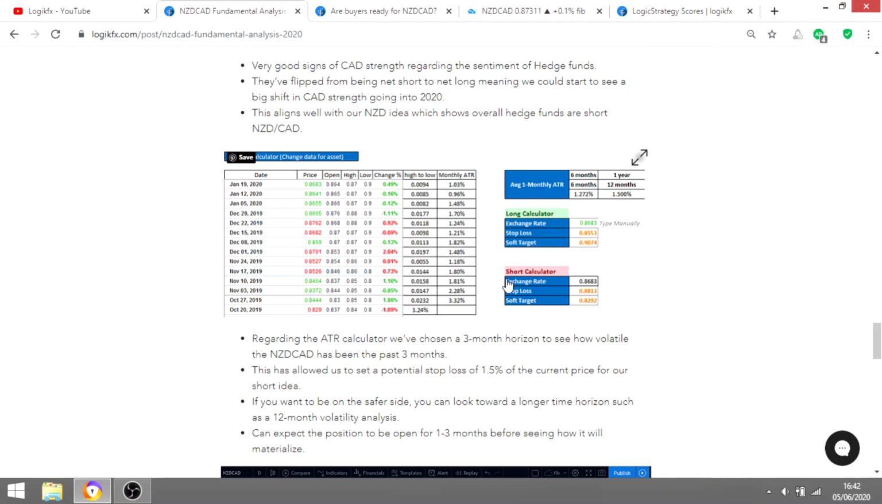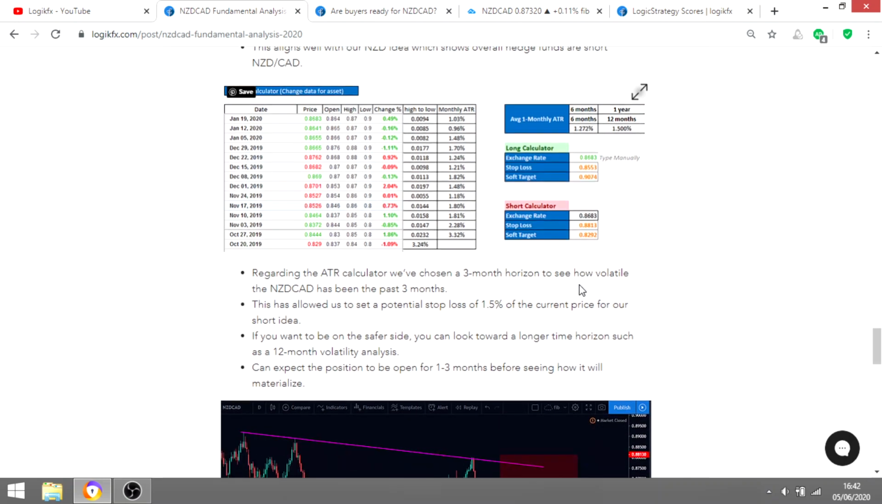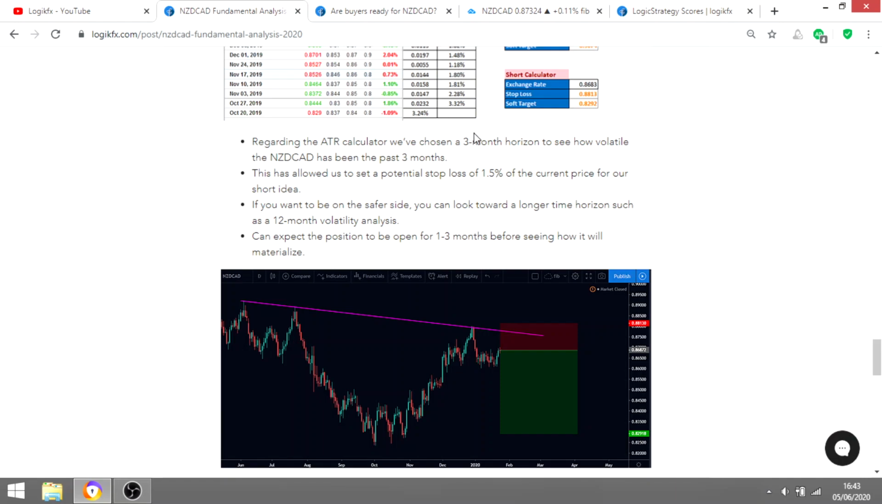So as the short calculator here, we had that current exchange rate of 0.8683. We set the stop loss at 0.8813 and a soft target at 0.8292. That means that's giving us a potential 1 to 3 risk reward, and it's shown right here. And this is actually what the chart looks like.